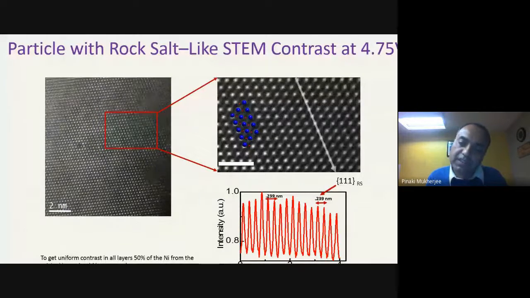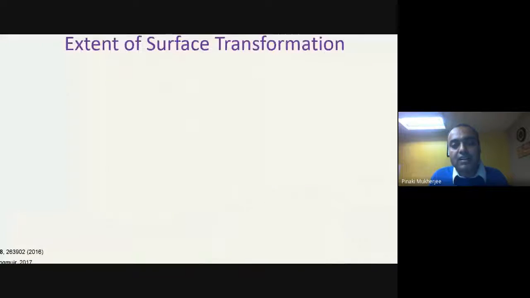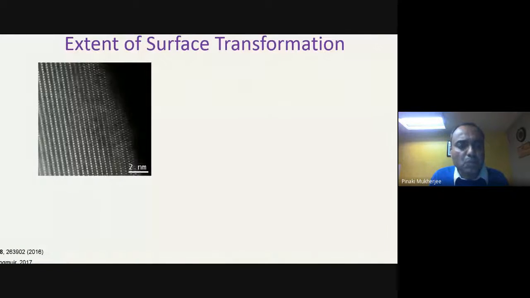So this was a unique finding, and later on we collaborated with our theory groups to determine the exact nature of these phases. That work is still going on, actually. All right, we determined the extent of the surface phase transformation at high voltage. So how far these surface phases propagate into the battery cathode.